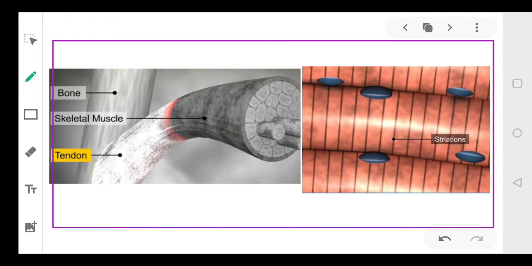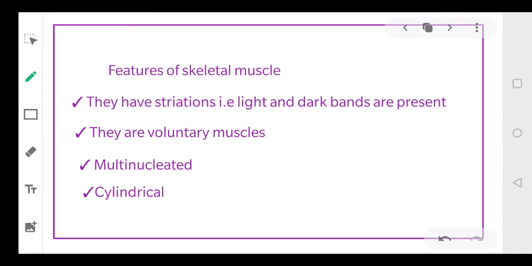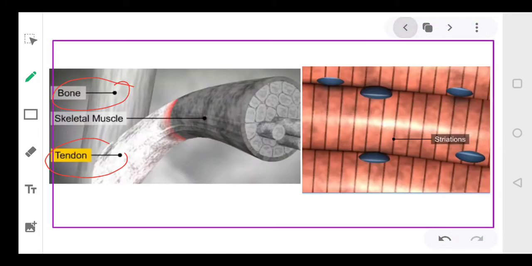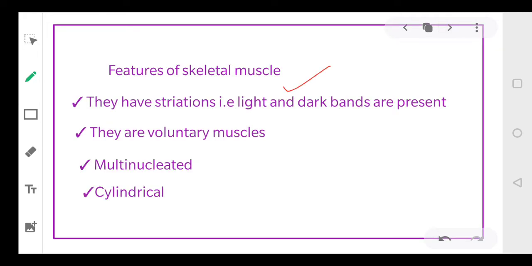Your skeletal muscles are closely associated with the skeletal components of the body, that is your tendons and the bones. Now coming to the characteristics, these muscles contain striations. Striations means they contain light and dark bands. You look at this, there are striations present. So there are dark bands, light bands, dark bands, light bands, alternating.